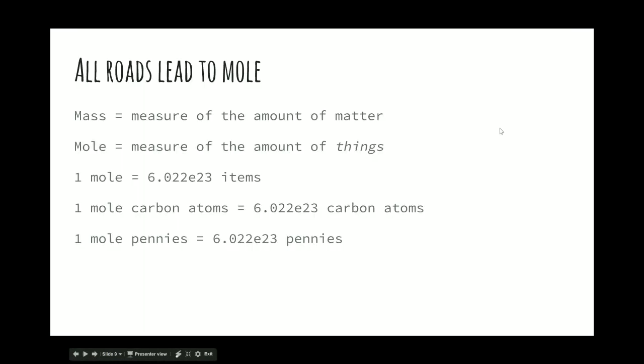So, now we're going to talk about moles. Okay. The mole is a measurement of quantity. Okay. Mass is a measure of the amount of matter in an object. But the mole is the number of items, sort of.